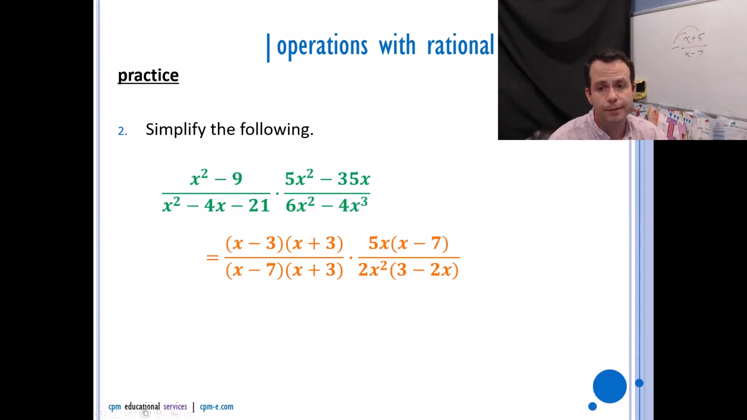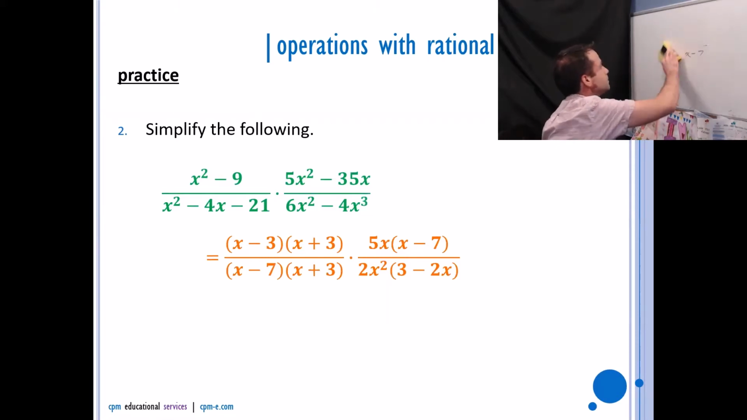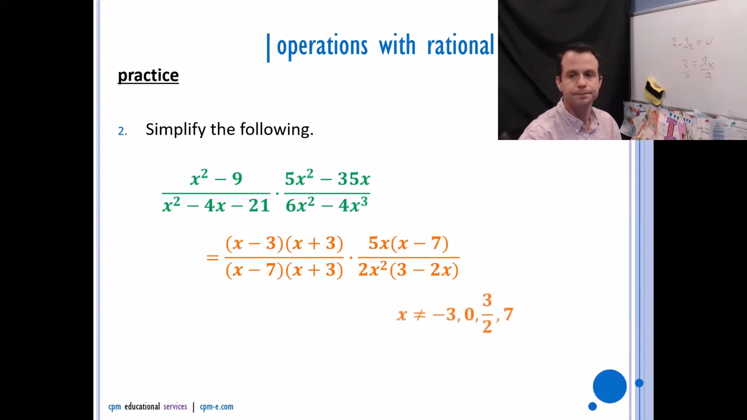Step 2, we're going to state our NPVs. X can't be 7, x can't be -3. Don't forget this guy. Kids often forget this guy because there's no plus or minus attached to it. X can't be 0 for that guy. And then over here, if you're unsure of that guy, set it equal to 0 and solve. So 3 minus 2x equals 0 like this. Bring your 2x over, divide by 2. So x can't equal 3/2 there, okay? Notice I am also writing these in order from smallest to largest, okay?